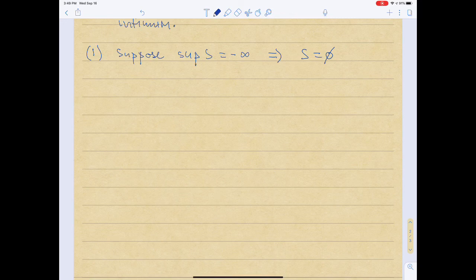What does it mean, minus infinity? It's less than any real number. So that's a contradiction in terms.